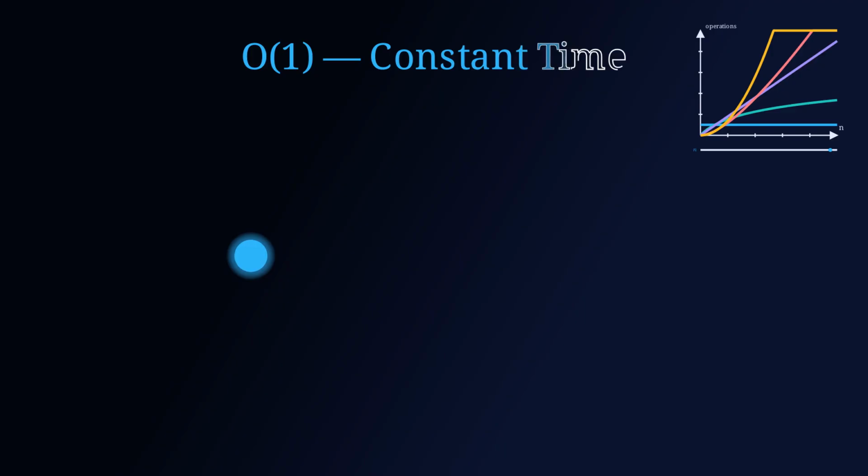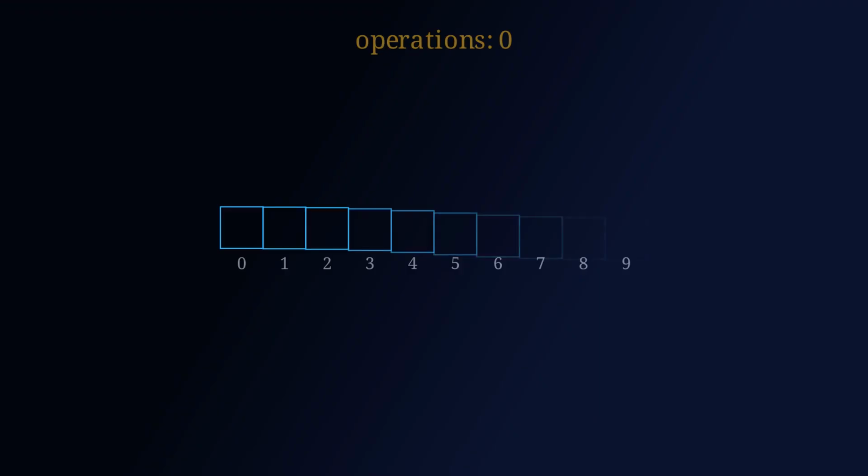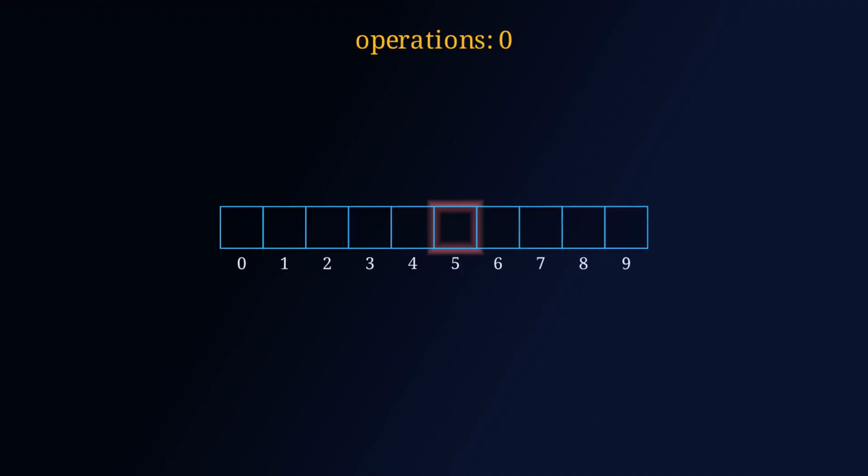This is the runner who never has to move at all. No matter how long the track gets, the amount of work stays exactly the same. Doubling the input changes nothing. A perfect example is grabbing one item from an array by its index. If I ask for the element at position 5, the computer jumps straight there in a single step. It doesn't matter whether the array holds 10 items or 10 million.